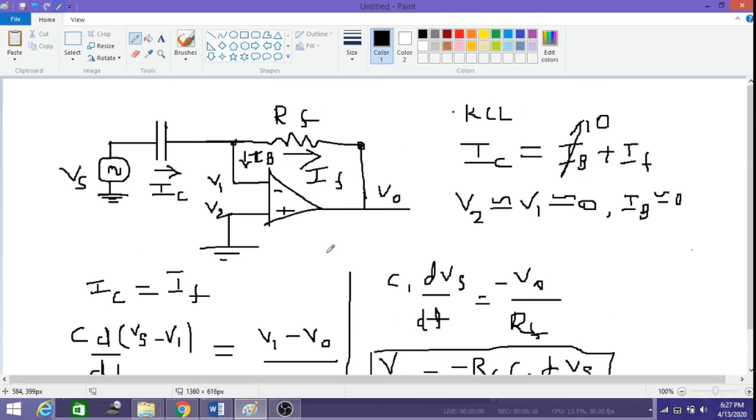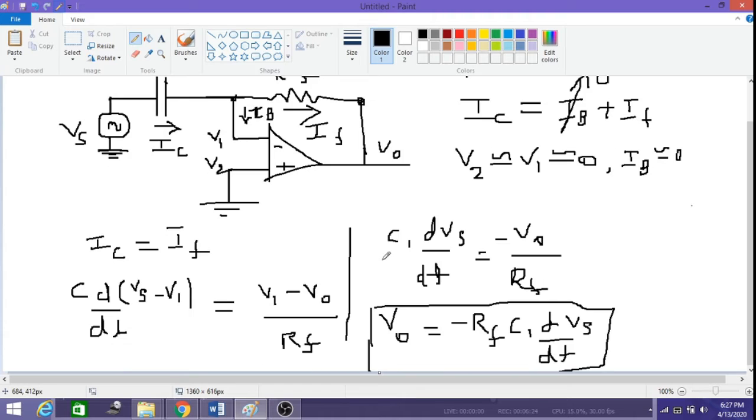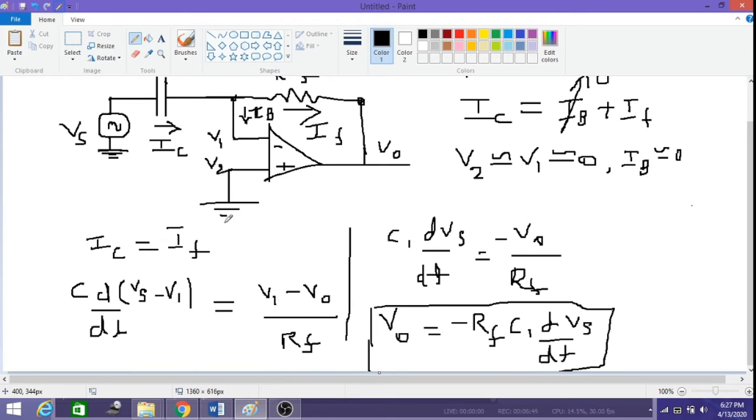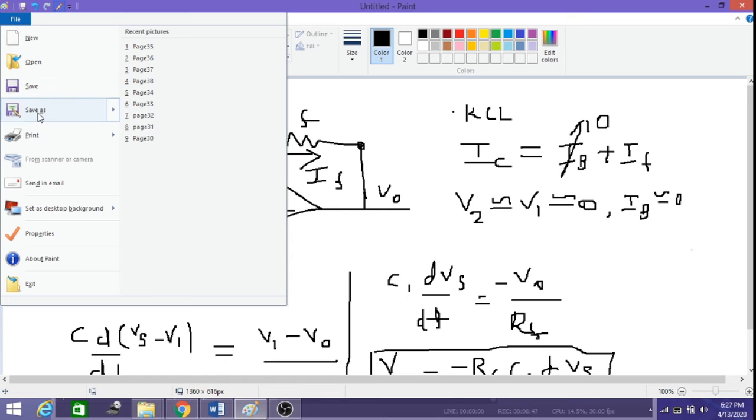Okay, hope you've understood this. Let us take an example here, and before going to an example, I want to highlight that the output voltage V0 depends on Rf into C1, which is the time constant, and the negative sign, which means the rate of change, because it is connected to an inverting terminal, so the output will be in negative terms. So let us save this page here.